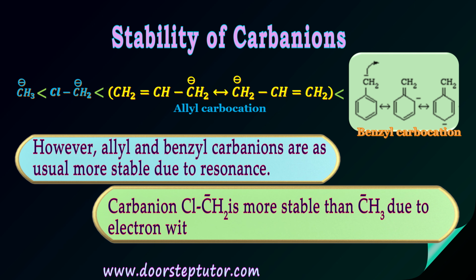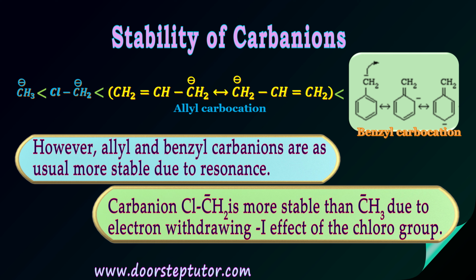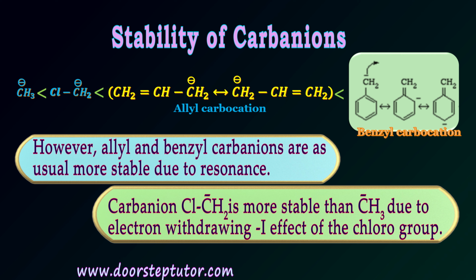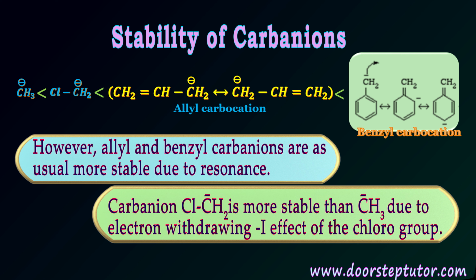Now the carbanions which are attached with a halogen are more stable than the simple one. Why? Because the halogen is an electron withdrawing group, and here in this case Cl bonded with CH2, Cl is withdrawing the extra negative charge from carbon. That's why this ClCH2 with negative charge is more stable than the CH3 with a negative charge.